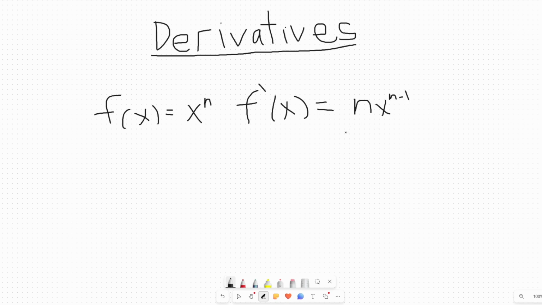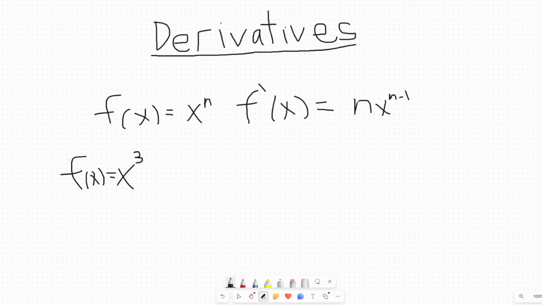Now, if you're not good with the general form, let's take it up with an example. So let's say we have f of x equal to x to the 3. Now, according to this, our n value would be 3.